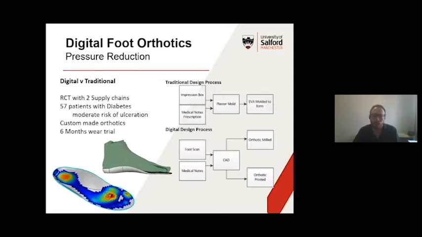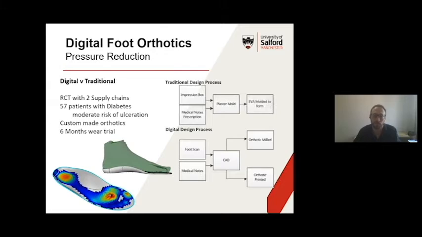So to assess the effectiveness of a digital approach to orthotic design, we developed a randomized controlled trial in which we recruited 57 patients who had moderate risk diabetes. By moderate risk, we mean that they had some reduced vascular supply, some peripheral neuropathy, and/or signs of callus or change to the structure of the plantar tissue that may predispose them to damage. We provided all of these patients with custom-made orthotics, and they entered a 6-month wear trial.